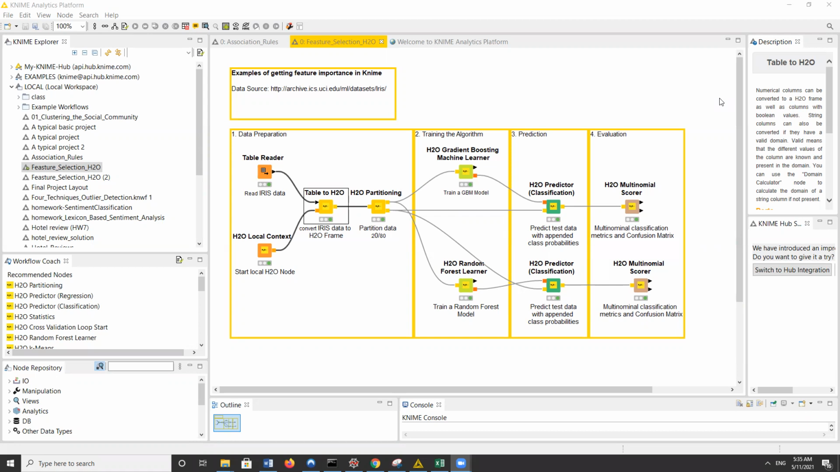Hello everyone. Today I'm going to talk about H2O. H2O has some advanced components that help you to do more sophisticated analysis.